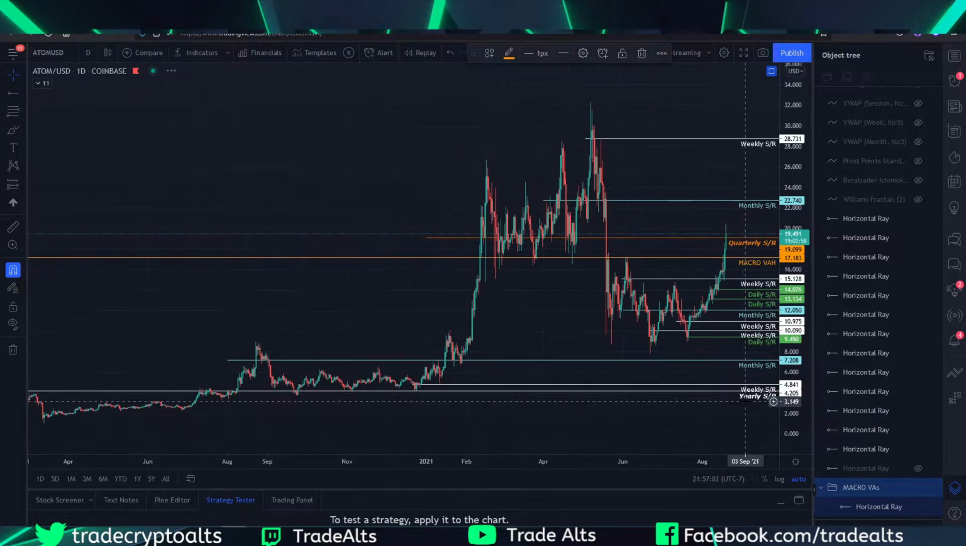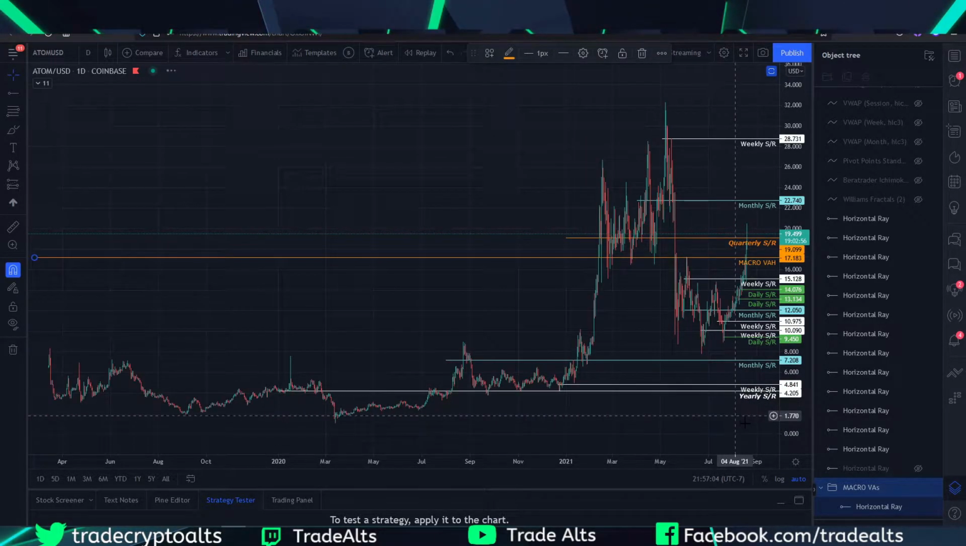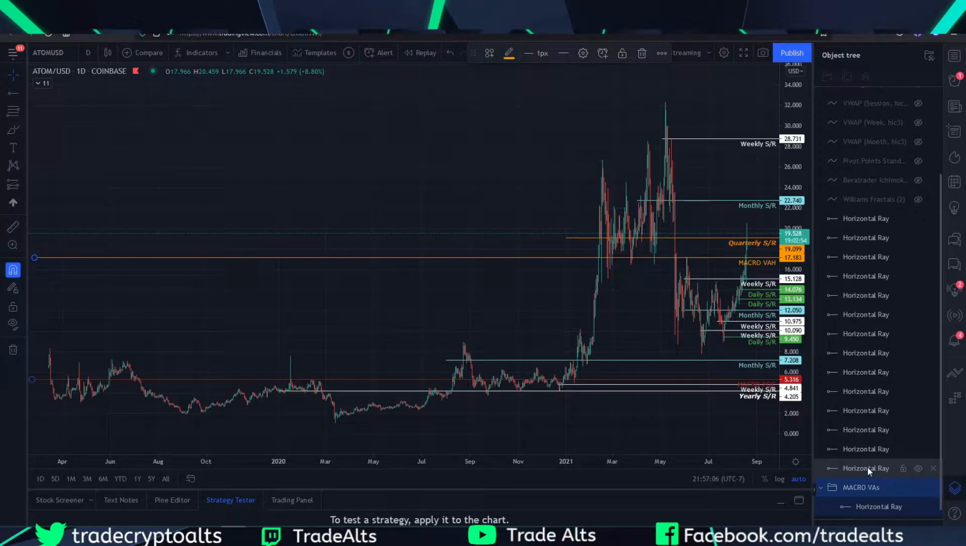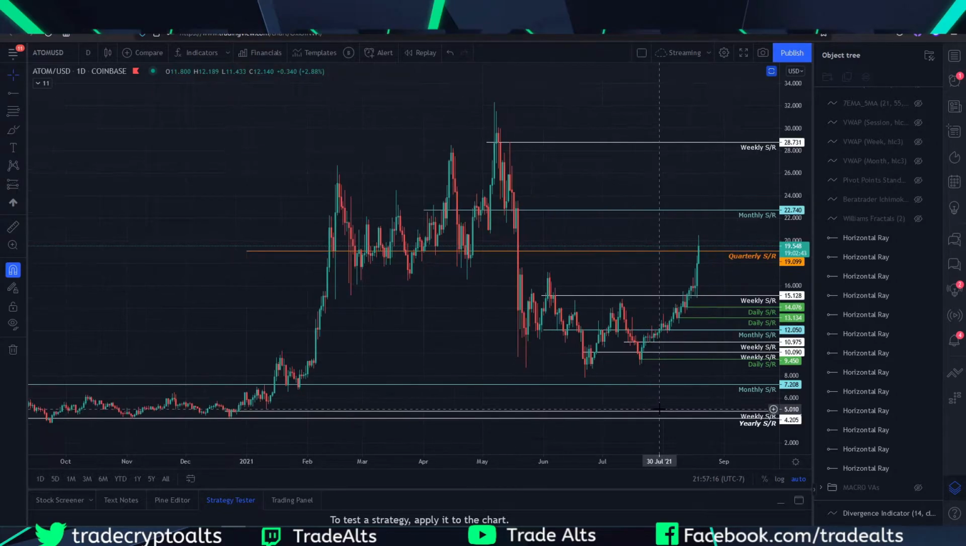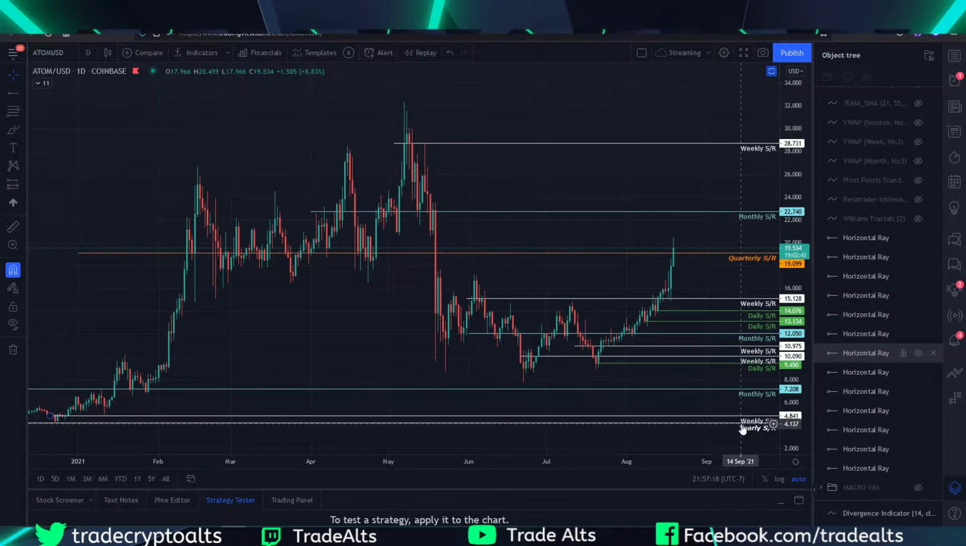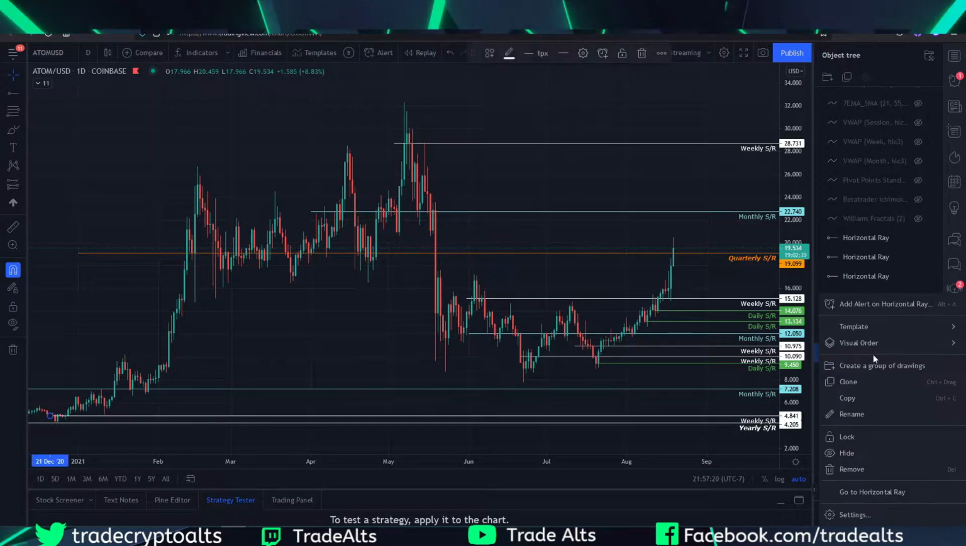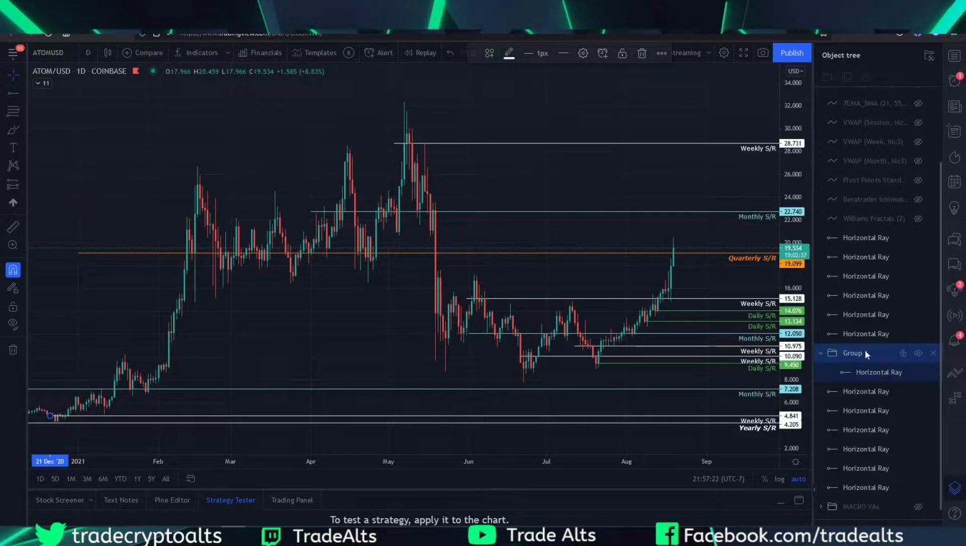I think your point of control is right there. So again, we'll drag this here and then hide these. You just click this little eye right here, you hide them and then they go away. So these levels, create a group of drawings.